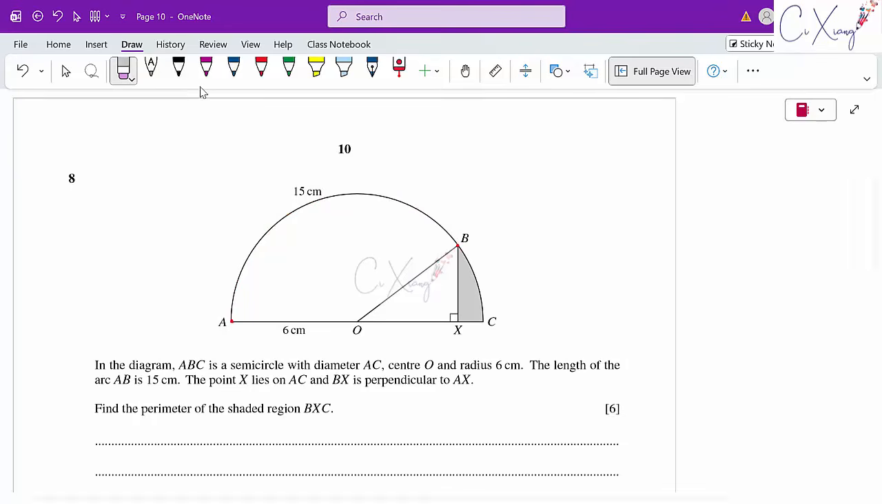Alright, so to find the shaded region perimeter, let's have a look at our shaded region here. Basically, it consists of three different lengths. The first length is the length of BX. The second one, we are having the arc of BC. And after that, we are having the length of XC. So there are three lengths here that we need to figure out and add them together to get the perimeter, right? Okay, so how should we start?